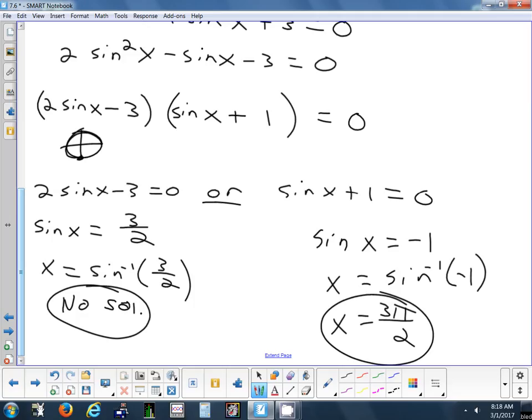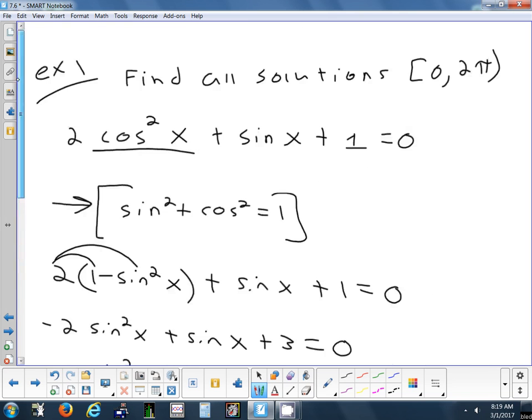And that's it. You don't have to worry about a second solution using the ASTC diagram because that answer is not in a quadrant. It's on an axis. If you get an answer in a quadrant, then we would have to say where else sine is equal to a negative, using our reference angle. But not in this one. That's your only answer, and it's within the range they said to be.